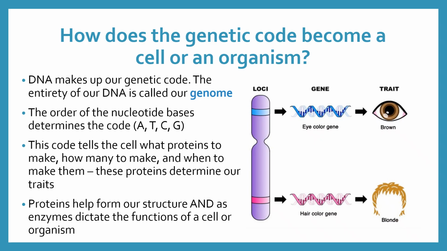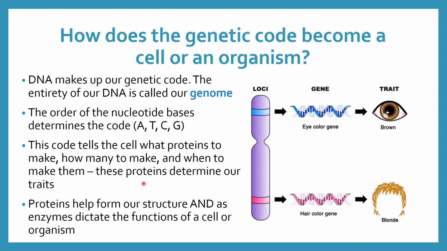So DNA makes up our genetic code. You've probably heard that before. And if you take all of the DNA in a cell or an organism, we call that our genome, the totality of all of our DNA code. Now, the code itself is based off of the order of the bases. So whether you have an A or a T or a C or a G and what order they come in, that is the code we're talking about.